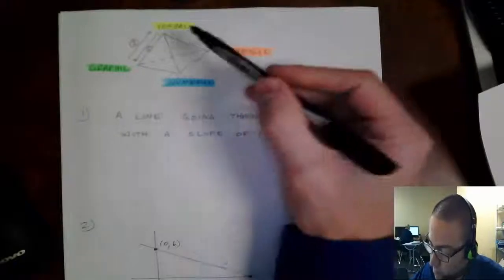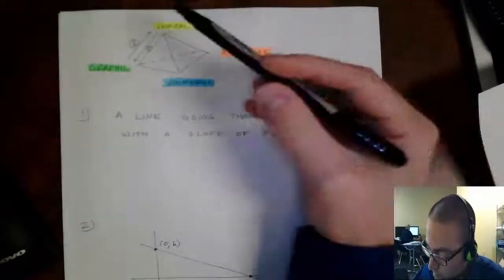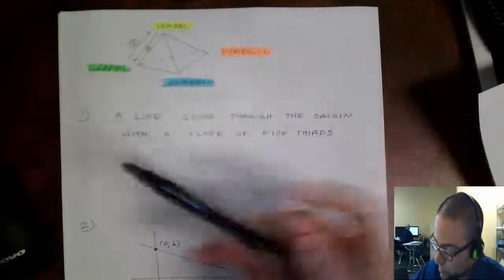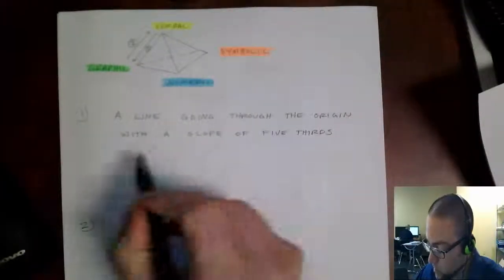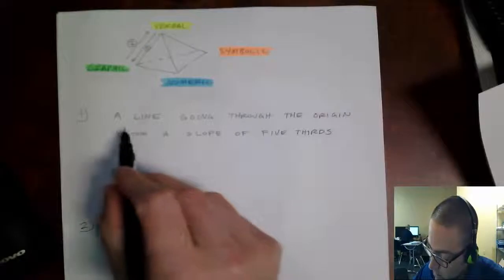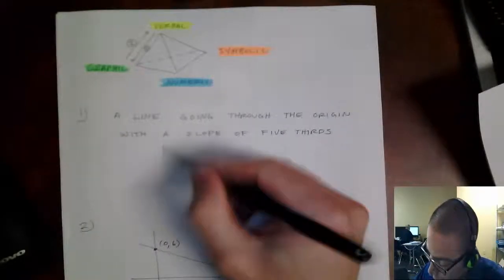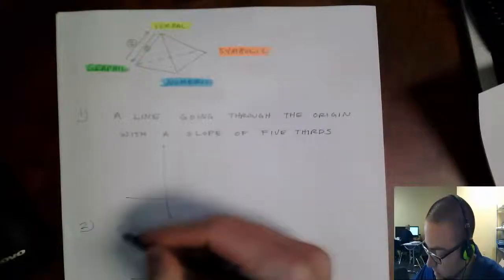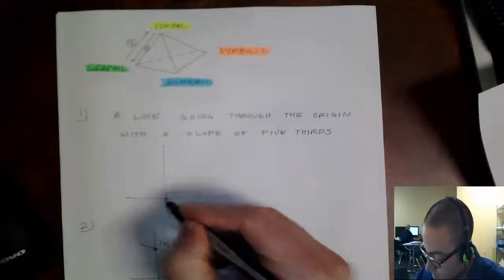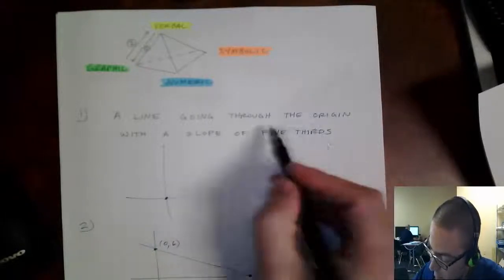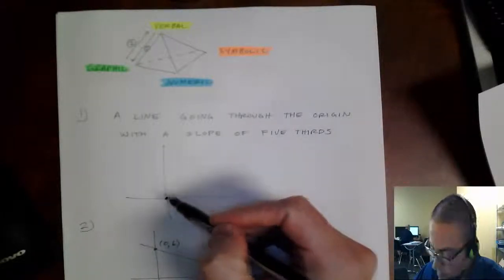Okay, so we have verbal and graphic are going to be the first two things we look at. So going from a verbal description to a graphic representation of a function looks like this. Line going through the origin with a slope of 5/3. So I'm drawing, the graphic is going to be in the plane. So I draw a line and it's going through the origin, so that's 1 point on the line.